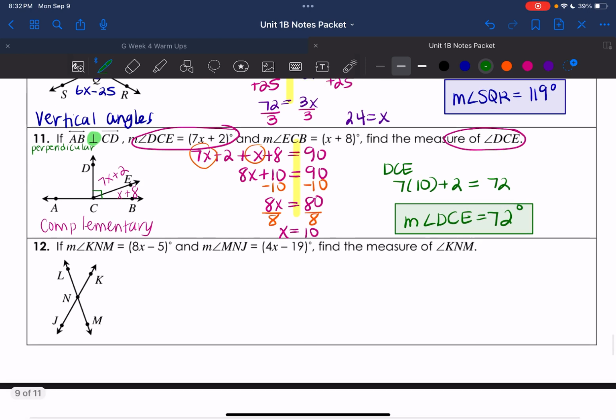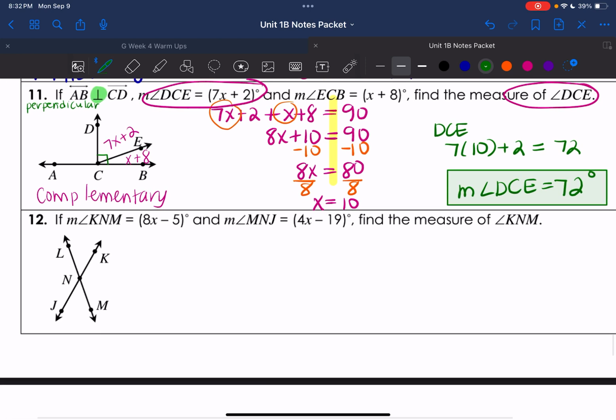Okay, and then last one that we're doing today. If KNM is 8x minus 5, so KNM is this side over here. And M and J, that's this down part here, is 4x minus 19. Find the measure of K and M.